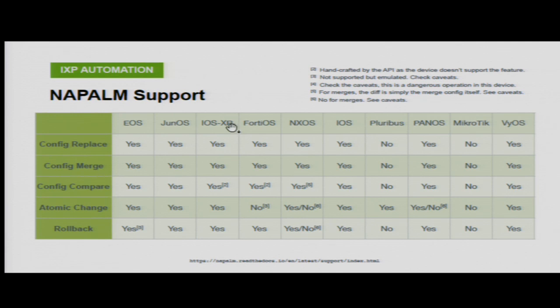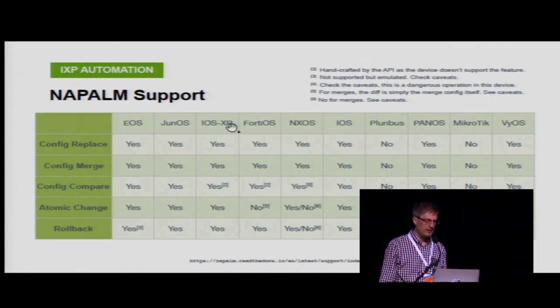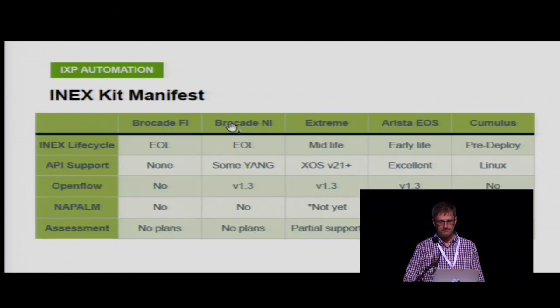These are some of the caveats up in the top right-hand corner. It's a little bit difficult to see, but you have caveat number 2, handcrafted by the API as the device doesn't support the feature. 3, not supported but emulated, check caveats. And then you have a couple where it's just uniformly no everywhere. These are things which are really important for automation. Without this functionality, automation has really serious problems. So vendors, please make sure your products fix this.